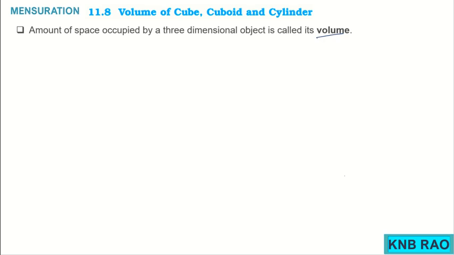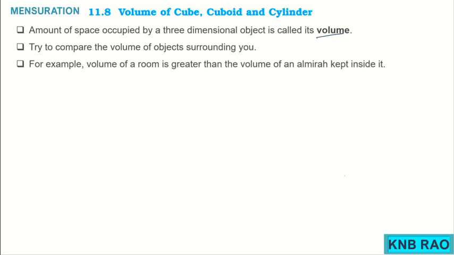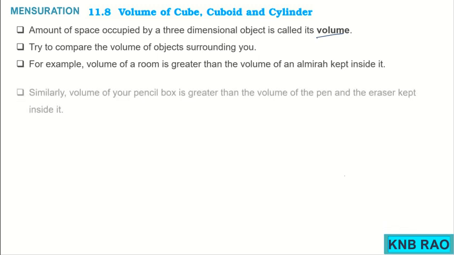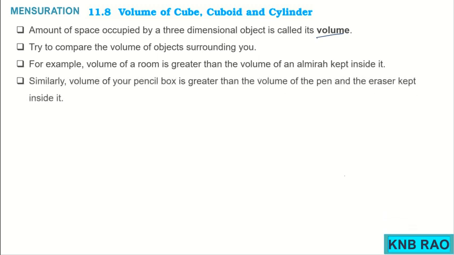Now, the amount of space occupied by three-dimensional objects will be called volume, and try to compare the volume of objects surrounding you. For example, the volume of your room is greater than the volume of an almirah, that is, a cupboard kept inside.